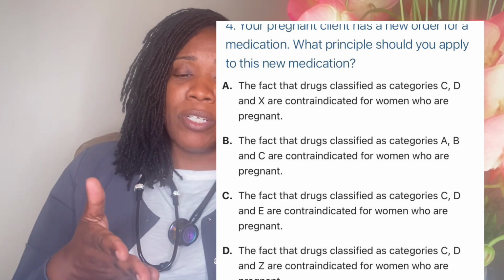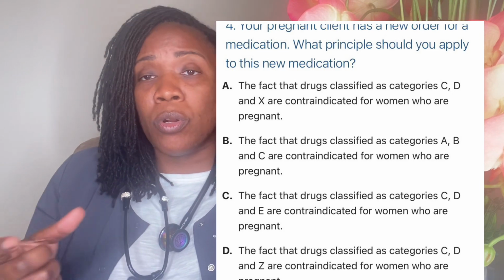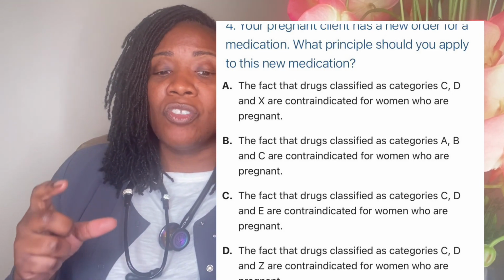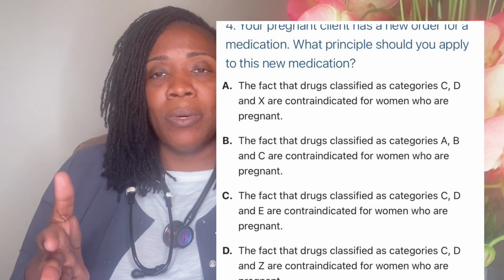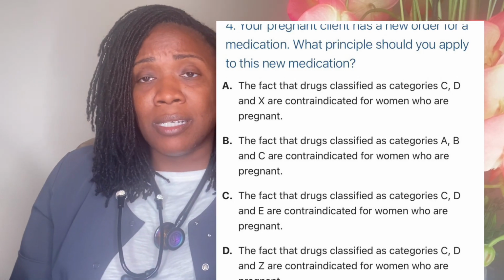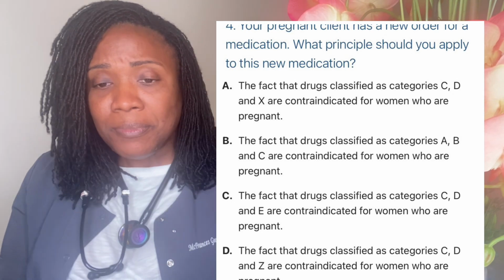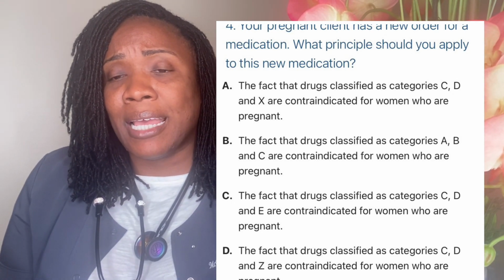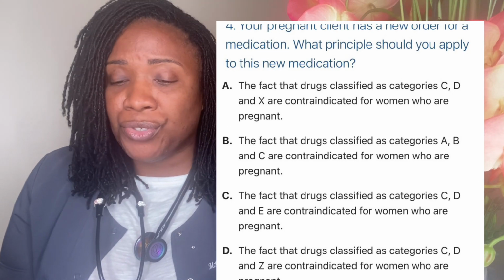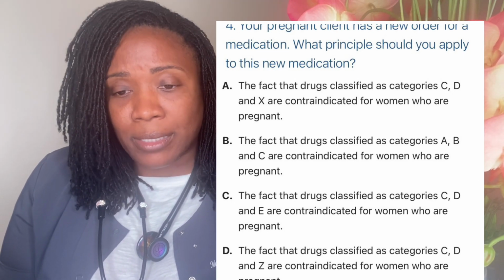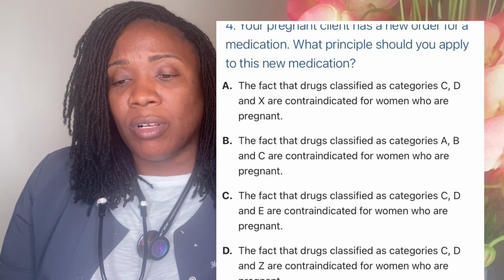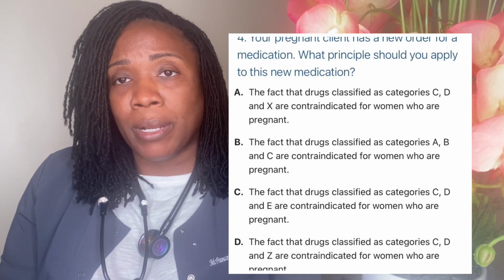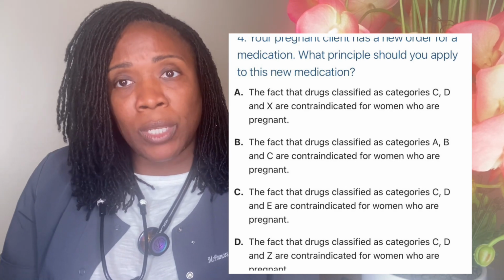So now back to the question. Your pregnant client has a new order for a medication. What principle should you apply to this new medication? Exactly what I said: what classification does this medication fall under? A says the fact that drugs classified as C, D, and X are contraindicated. That is true, but we also want to look at the rest. B says the fact that drugs classified as A, B, and C are contraindicated for women who are pregnant. That is not correct, because A and B we know we can give.